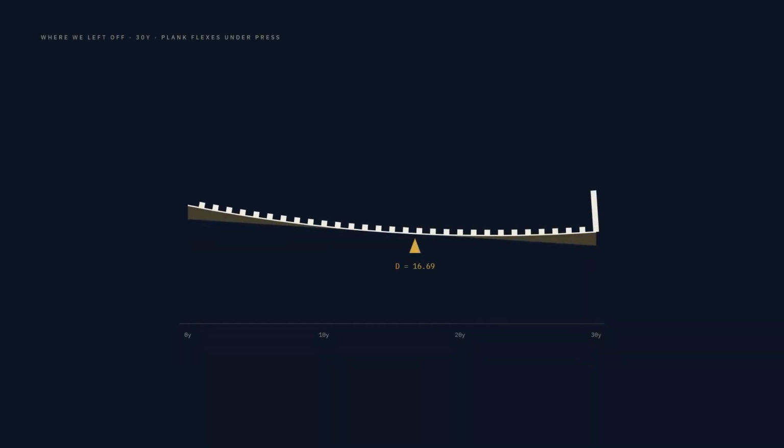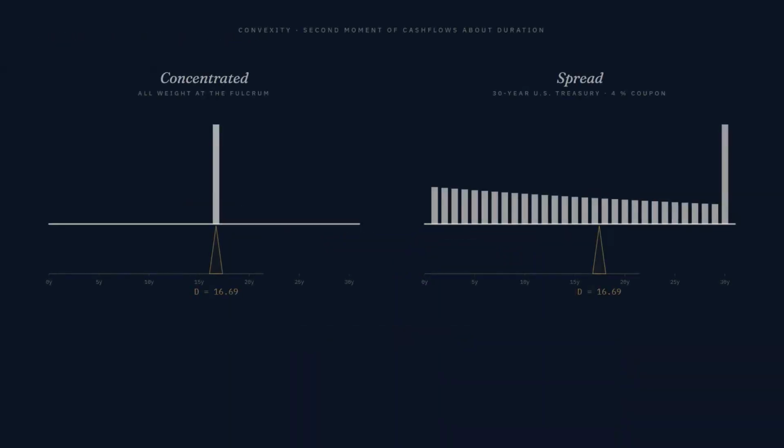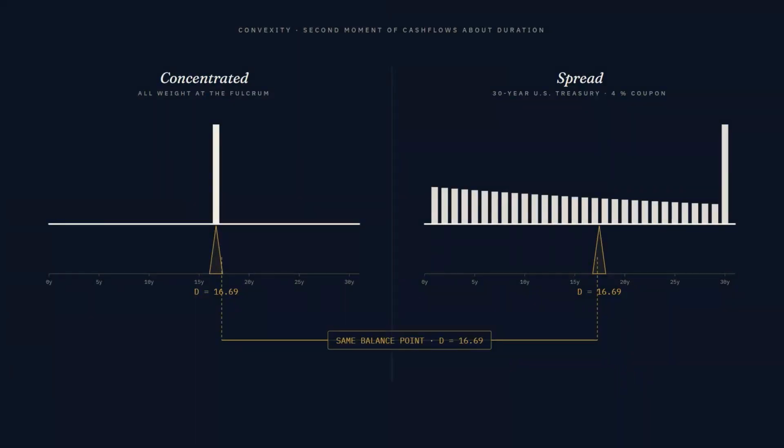We've seen why the plank flexes, because the cash flow weights themselves change size under a press. Now we need to ask what makes some bonds flex more than others. Watch this. Two seesaws side by side. Both have the same fulcrum position, meaning both bonds have exactly the same modified duration. But the bond on the left has all its weight concentrated at one point, right at the fulcrum. The bond on the right has its weight spread out along the plank, balancing at the same point, but distributed over years.